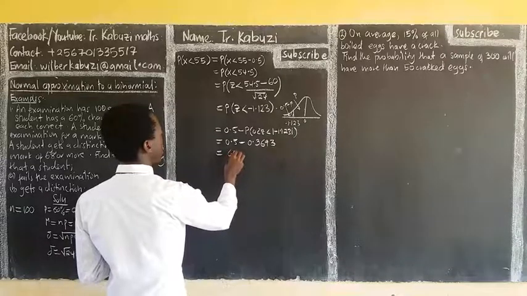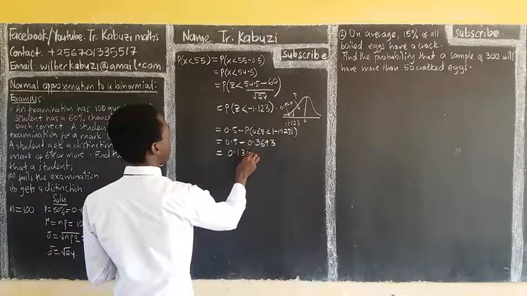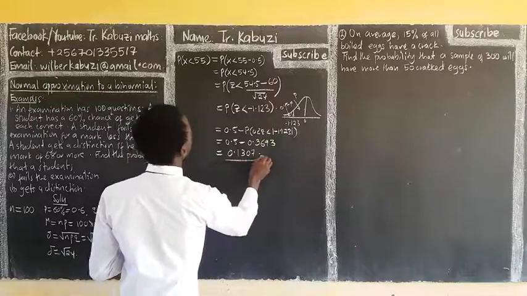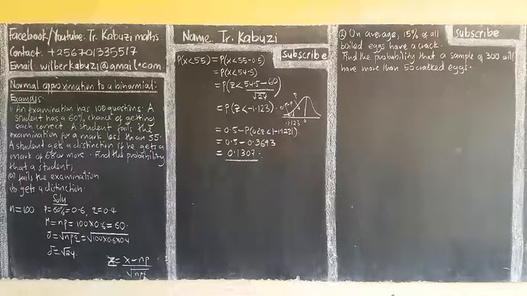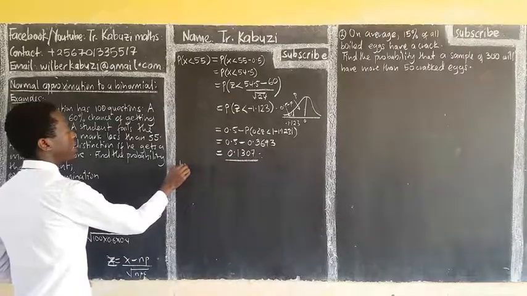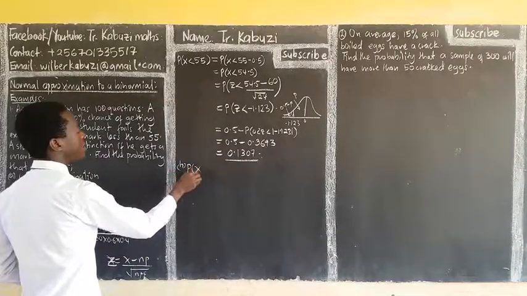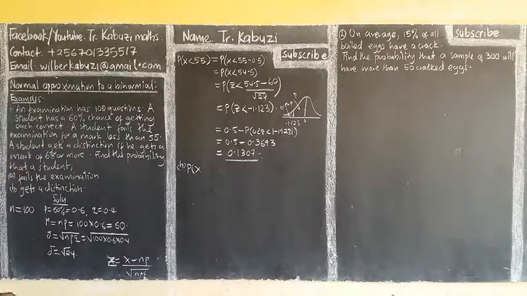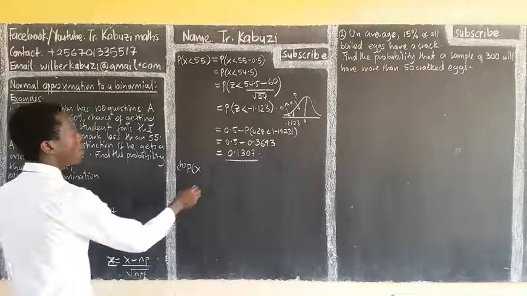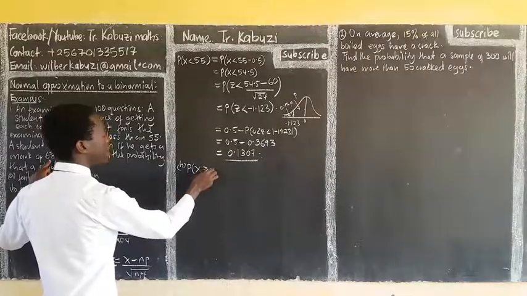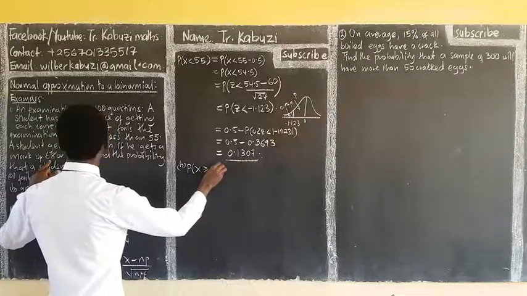Answer you get 0.1307. Now we come to part B, where they want the probability that someone gets a distinction. We said someone gets a distinction if the mark he has is 65 or more, so 65 and above.